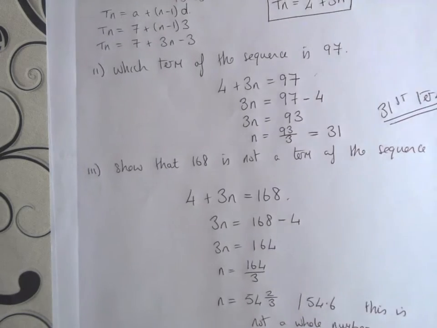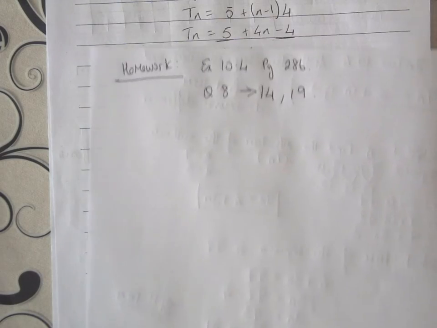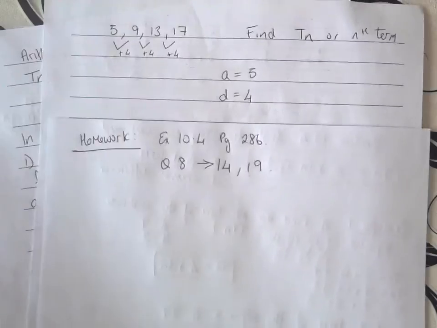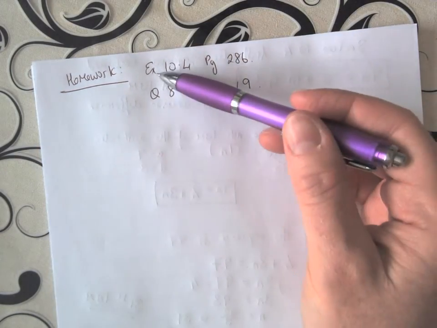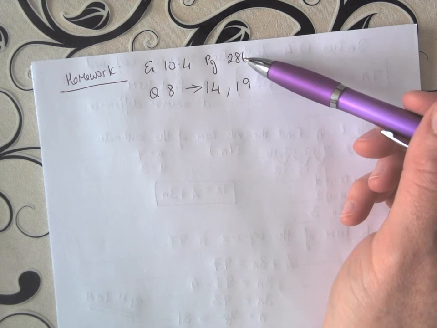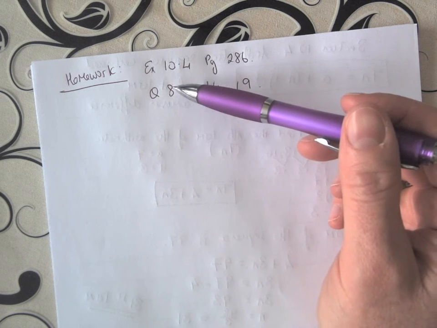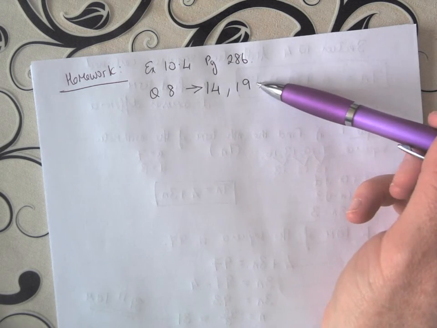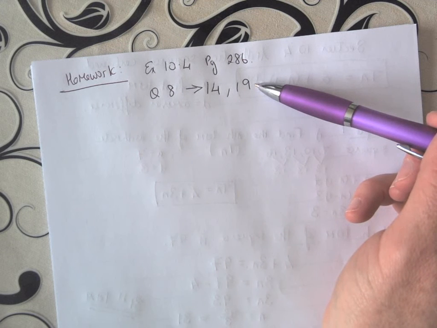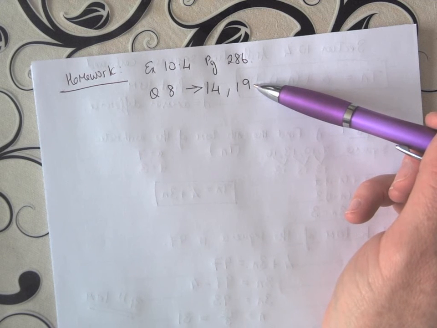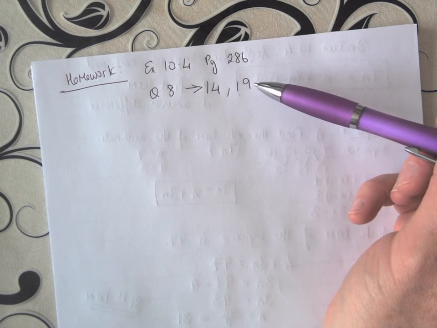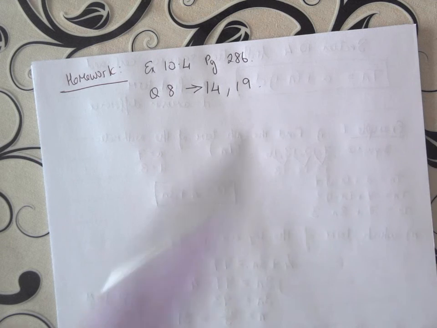Okay. So it's just practicing more of the same that we were doing yesterday. So for homework, I want you to continue on in exercise 10.4, page 286. You're going to try 8 up to 14 and 19. Okay, so a lot of it is just finding Tn. Okay, so give them a go.